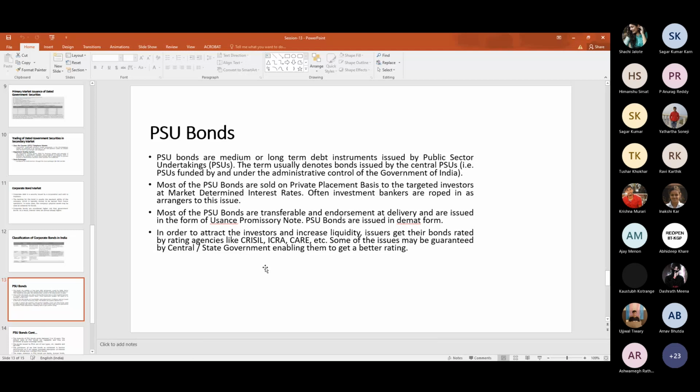Can you name some of the PSUs? Yes. Can you name some of the PSUs? Which companies are called public sector units, operating in India? Some prominent PSU names. Can you tell me?